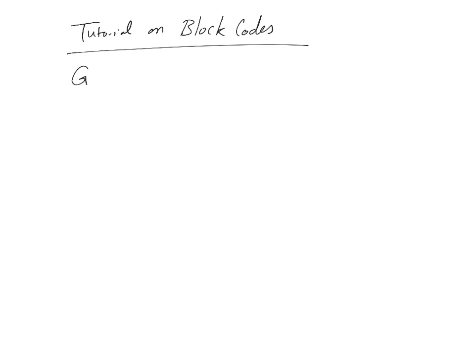Today is to have a tutorial on block codes. So channel coding, block codes. Okay. So assume that you have a generator matrix which is given by 1, 0, 0, 1, 1, 1, 1, 0.